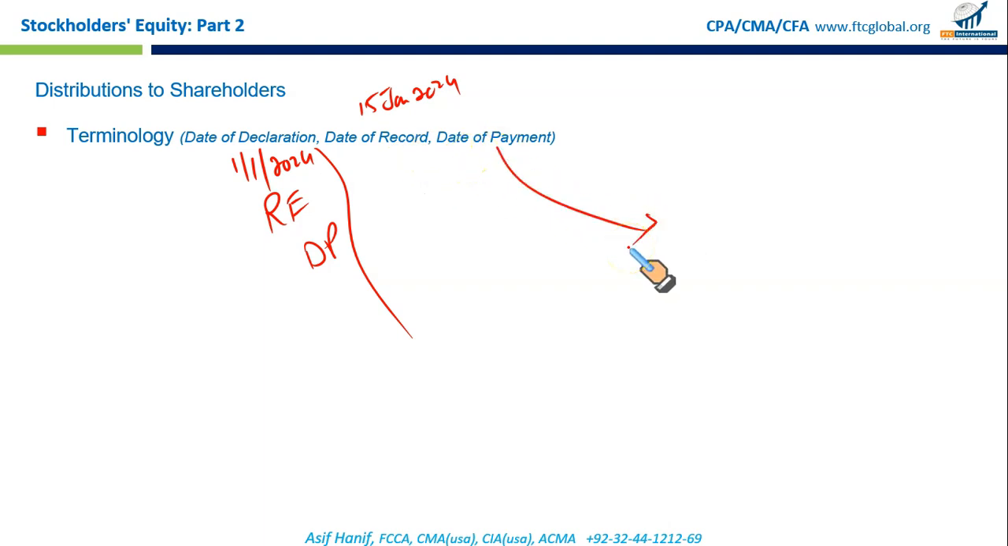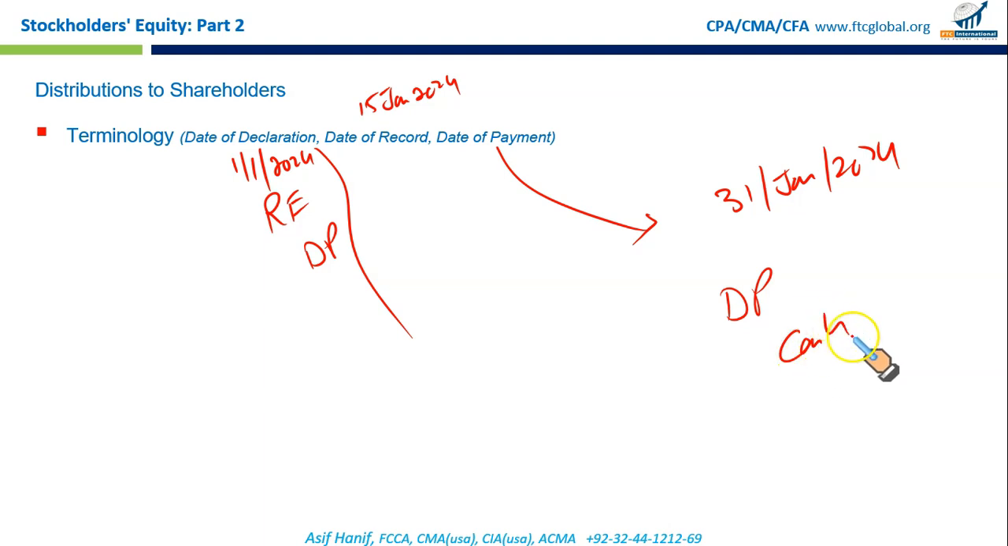And lastly, the date of payment. This is the date when the company actually pays the dividends to the shareholders. Let's say it's 31st of January 2024. The company pays out the cash and removes the liability. What they do, they debit dividends payable, credit cash or bank. As simple as that.